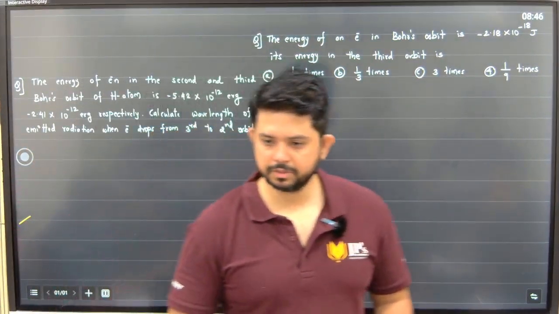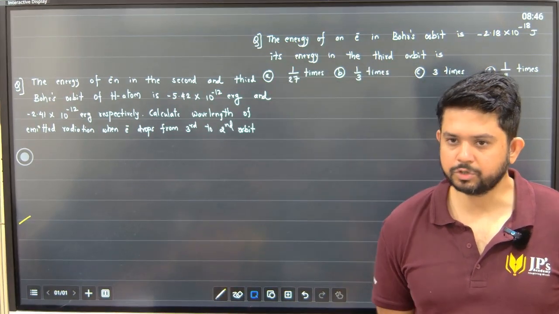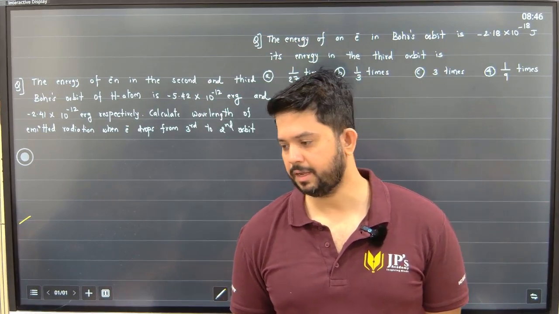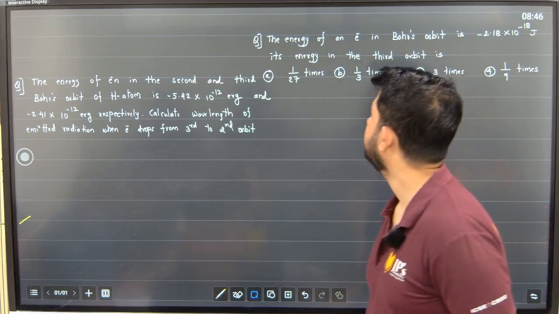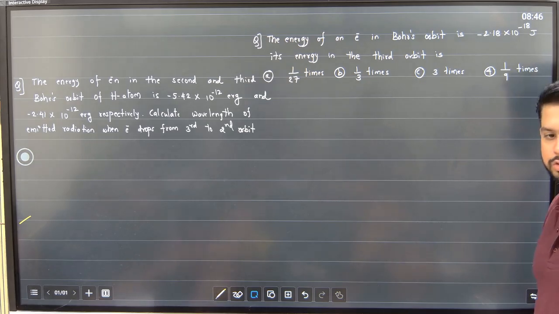We continue with Bohr's atomic model. We completed the postulates last lecture, people, and we'll now do numericals. Now, the first question that we have over here, people, is the energy of electron in Bohr's orbit is minus 2.18 into 10 raised to minus 18 joules.